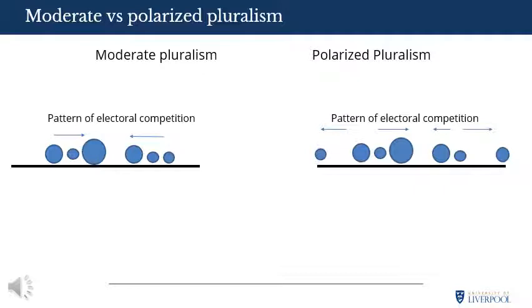So in polarised pluralism, the structure of opposition is bilateral. Parties at the extreme oppose the centre parties, and they oppose each other as well. So parties in the centre have to compete with the extreme left and the extreme right, which pulls them away from the centre in terms of policies, but they also have to compete with other parties at the centre. So it's a much more complex electoral arrangement.